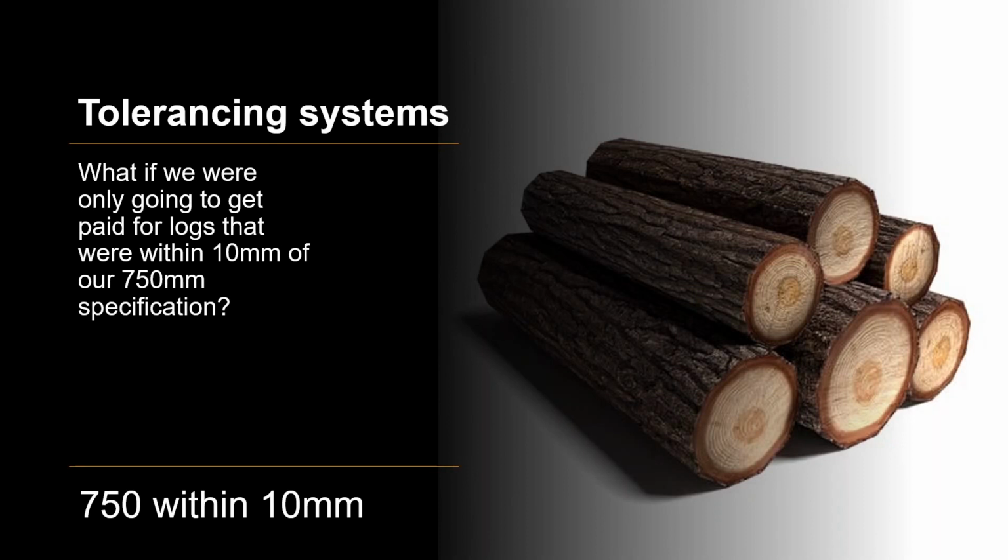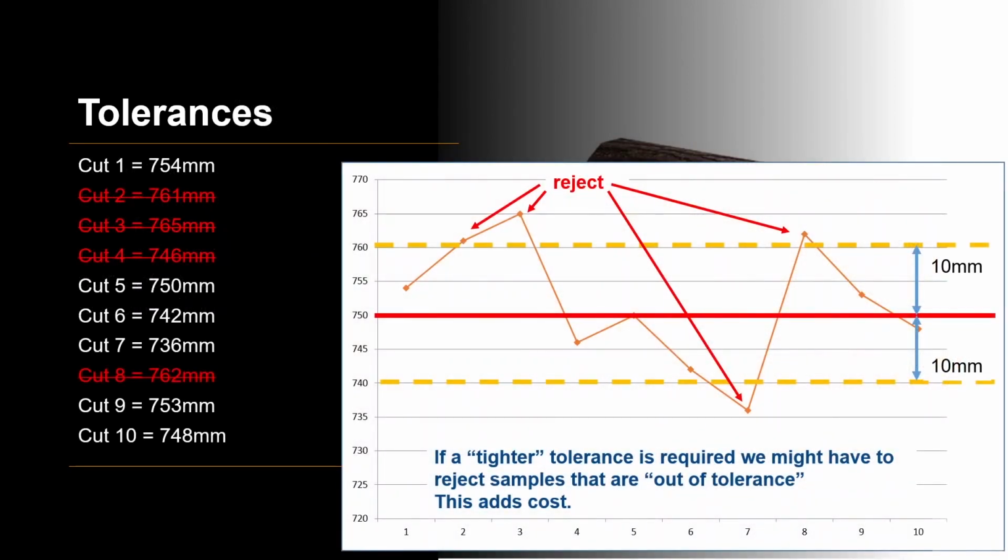But what if we were only going to get paid for the logs that were within 10mm of our 750mm specification? If this was the case, then we would find that 4 of the logs were outside of that tolerance, and therefore we'd have to reject them. So we could either throw the logs away, or we could find a better way to cut the logs more accurately. And that would mean probably more equipment, probably a longer time, and will cost more money. Or we could reject the logs, which would also cost more money. So the tighter and smaller that tolerance is, the more expensive the processes become.